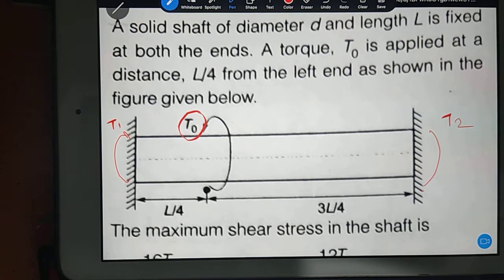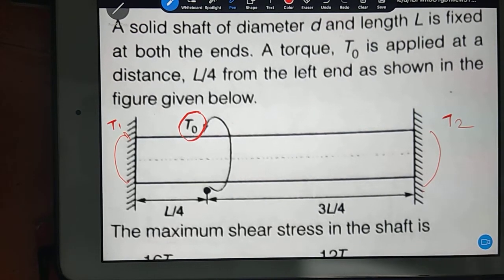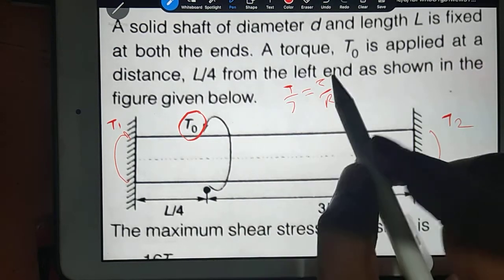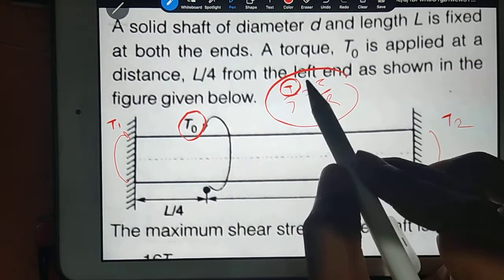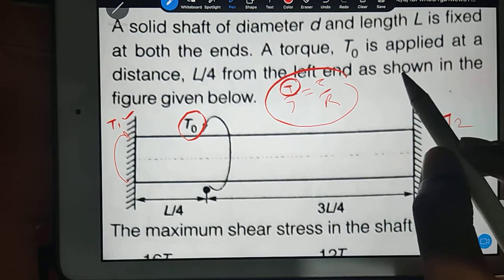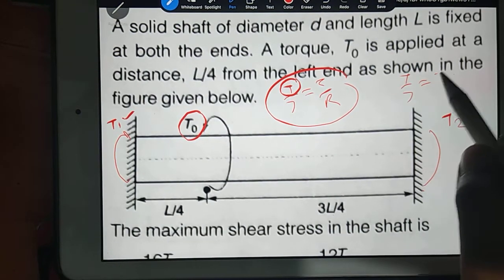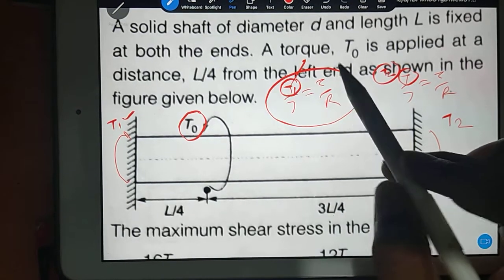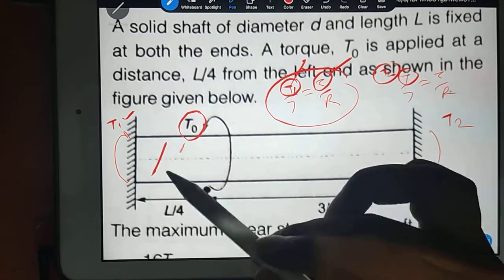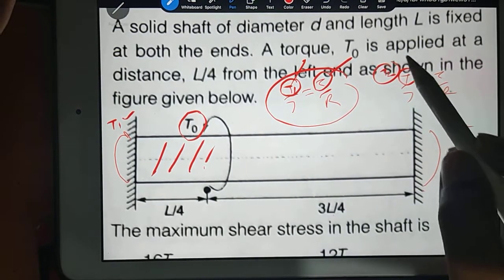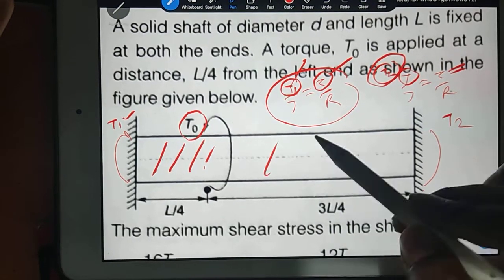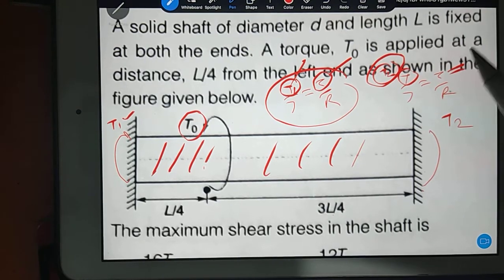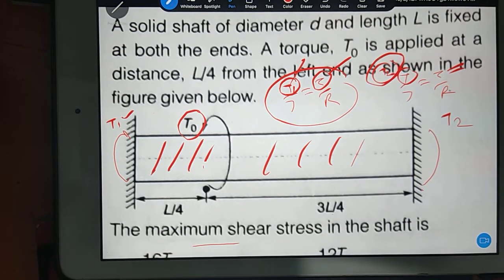Because torque is not the same here, the problem is if you apply the T by J is equal to tau by R formula, then in one case you will be using T1, and then again you will apply the formula T by J is equal to tau by R and you will be using T2. Okay, so for T1 you will be getting some value of tau, which will be tau in this section, and for T2 you will be getting a different tau, which will be in this section. Then you have to compare which tau is more. So that will be the maximum shear stress in the shaft.